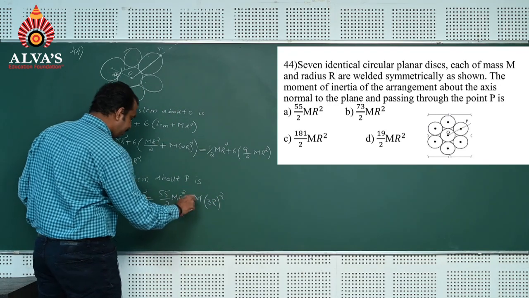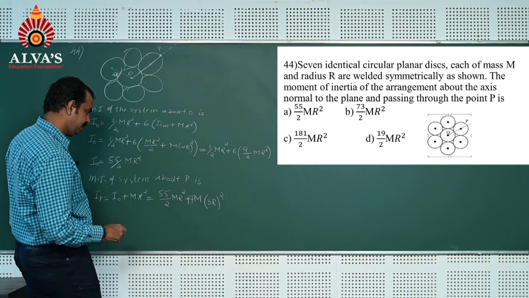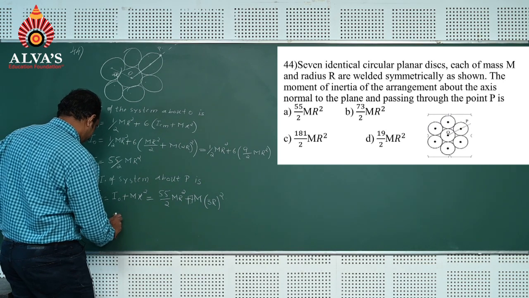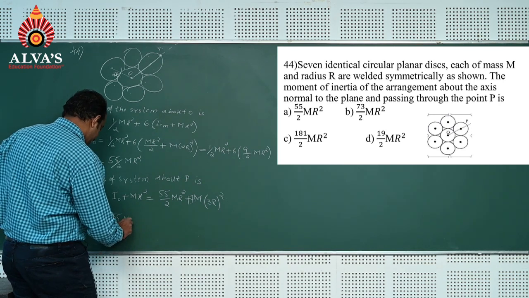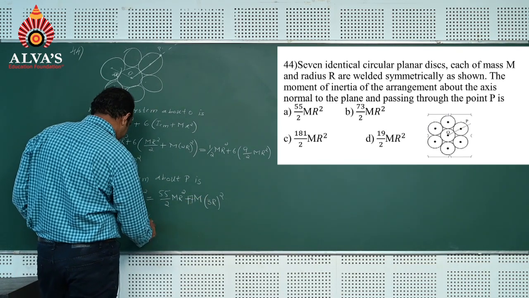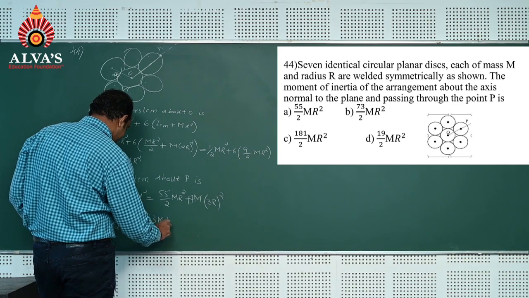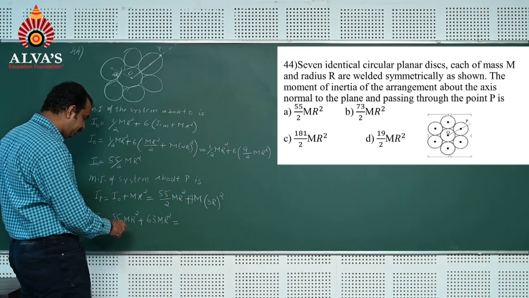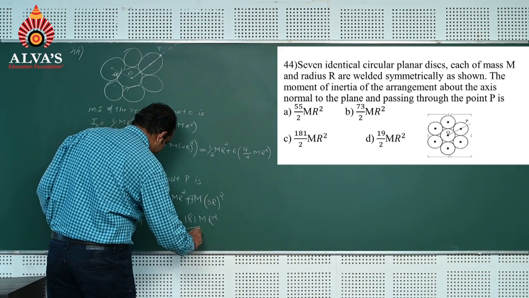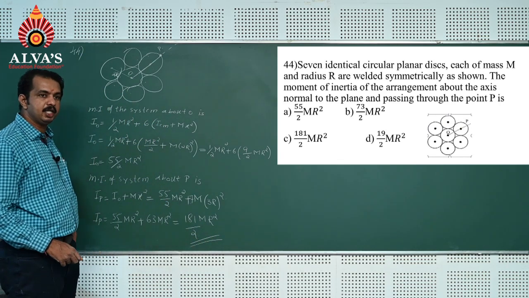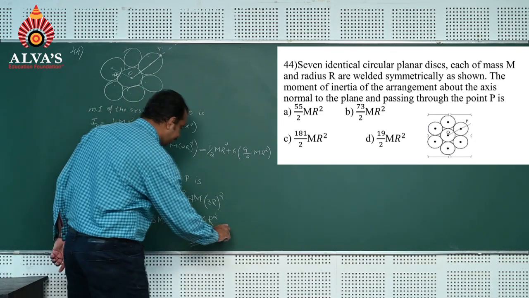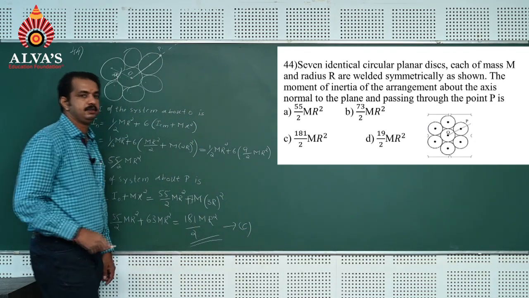Since there are 7 discs, the mass is 7m. So IP is equal to 55 by 2 mr square plus 9 into 7, 63 mr square, which is equal to 126 plus 55, 181 mr square divided by 2. So 181 by 2 mr square means option C is the correct option here. Option C is correct.